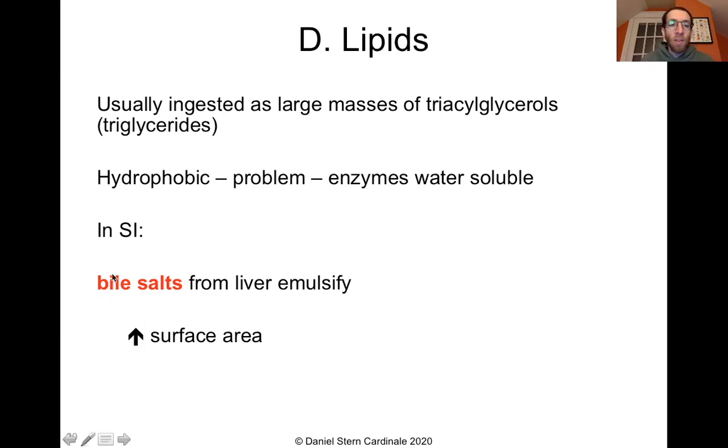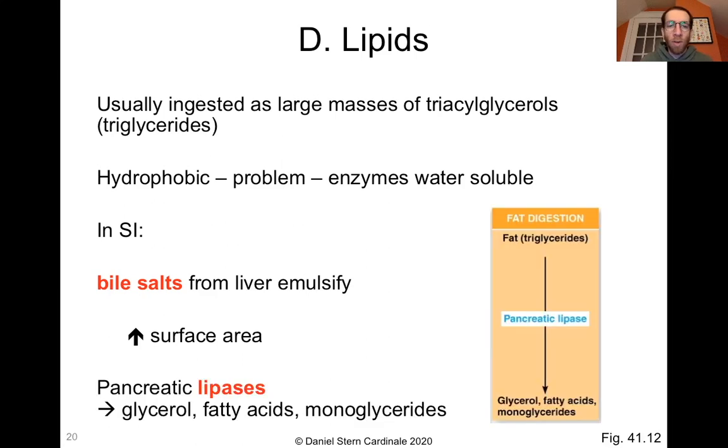Our liver makes these materials called bile salts, which are then stored in the gallbladder and released into the small intestine during digestion. Those materials are going to emulsify the lipids, basically break up those big masses of lipids into smaller chunks, which have a greater surface area. This allows the enzymes to more efficiently break them into smaller pieces.